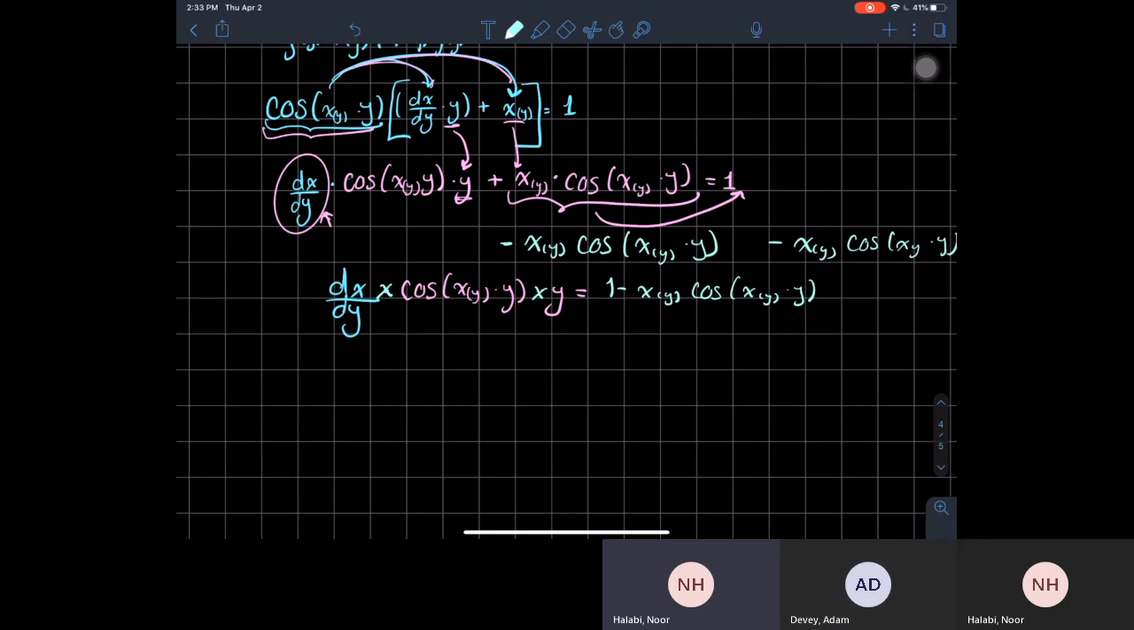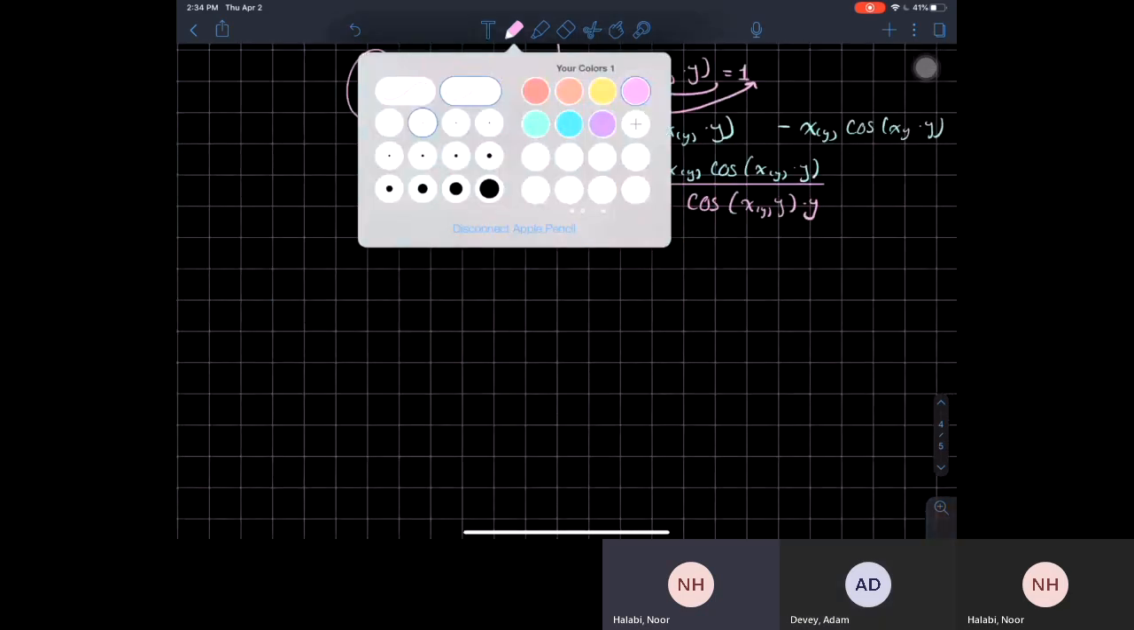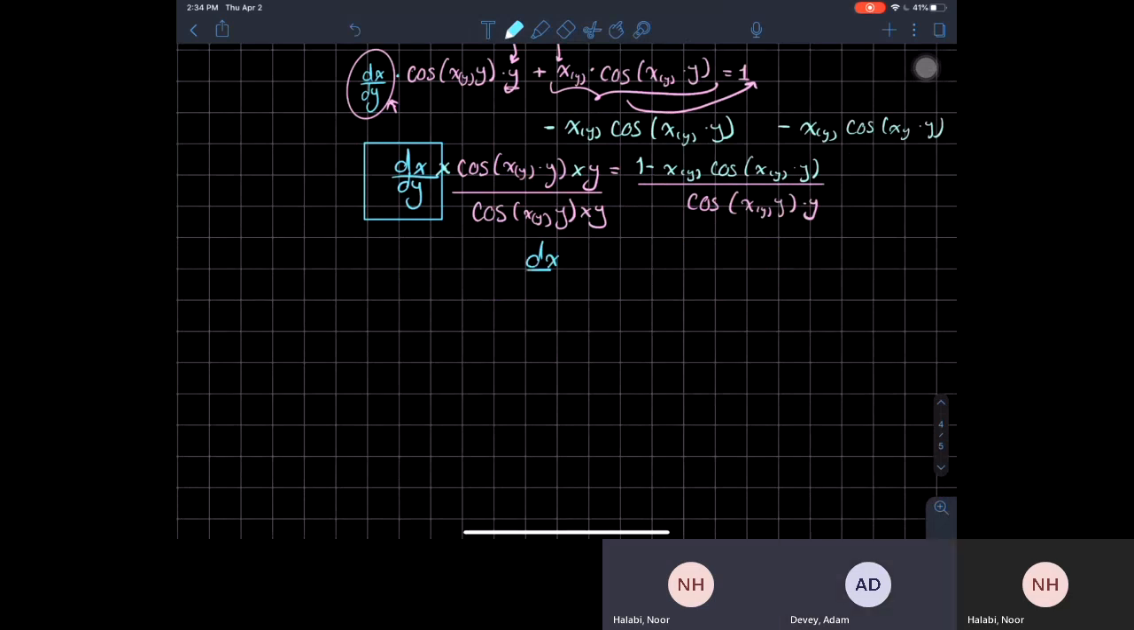How can I get rid of the pink so that I can get this blue term alone? Because that's all I'm looking for, really. We'll just divide it. Exactly. So I will divide by cosine xy times y, and divide this term by the same thing, cosine xy times y. Okay, so now we found the answer. It's going to be dx over dy is equal to 1 minus.